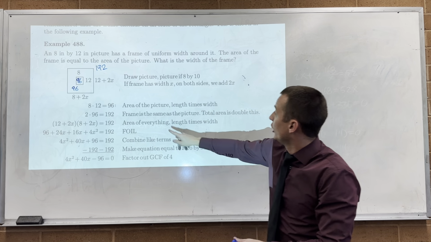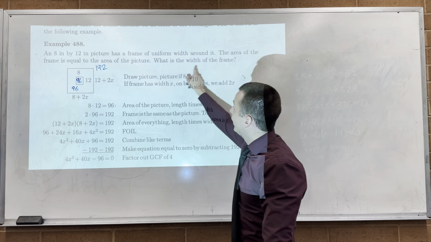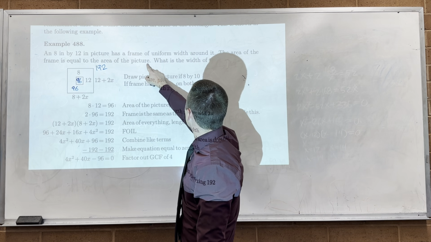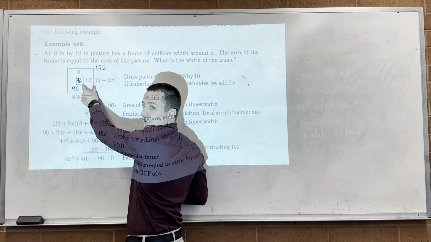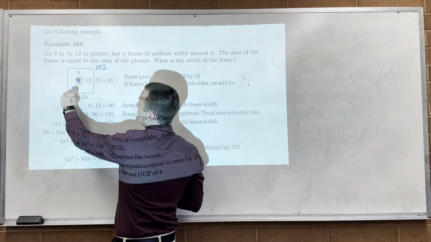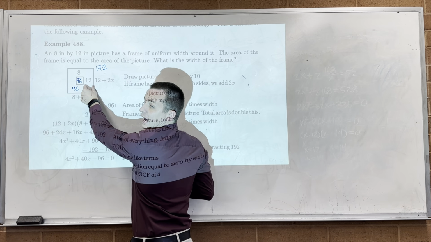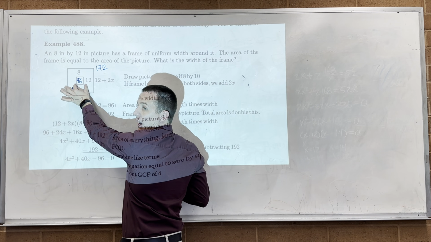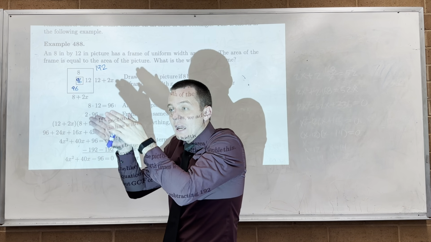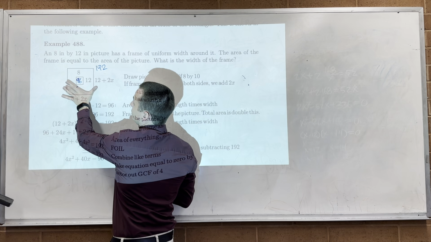Okay, so I forgot what we were looking for. The area of the frame is equal to the area of the picture. What is the width of the frame? Okay, so we're looking for the width of the frame, how wide this piece is. So we know that this picture is 8 by 12. The frame adds width on both ends. If my picture is 8 inches wide, and I stick it on a frame that has a width of 4 inches, how wide is my whole picture?